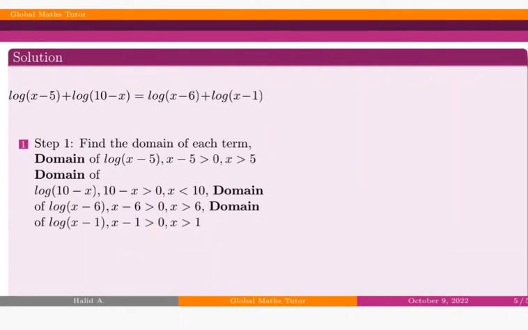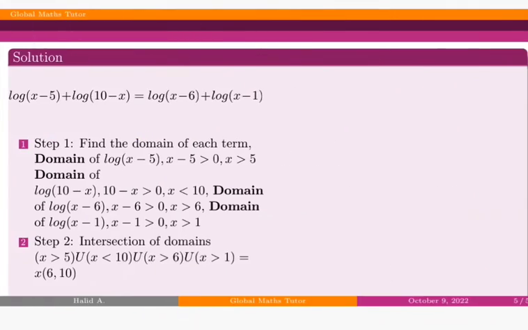The second step is finding the intersection of those terms. The intersection of those 4 domains is simply x between 6 and 10, because x must be greater than 5, greater than 6, and greater than 1. If a number is greater than 6, it satisfies x greater than 1 and x greater than 5, and it should also satisfy x less than 10. So the intersection gives x between 6 and 10.